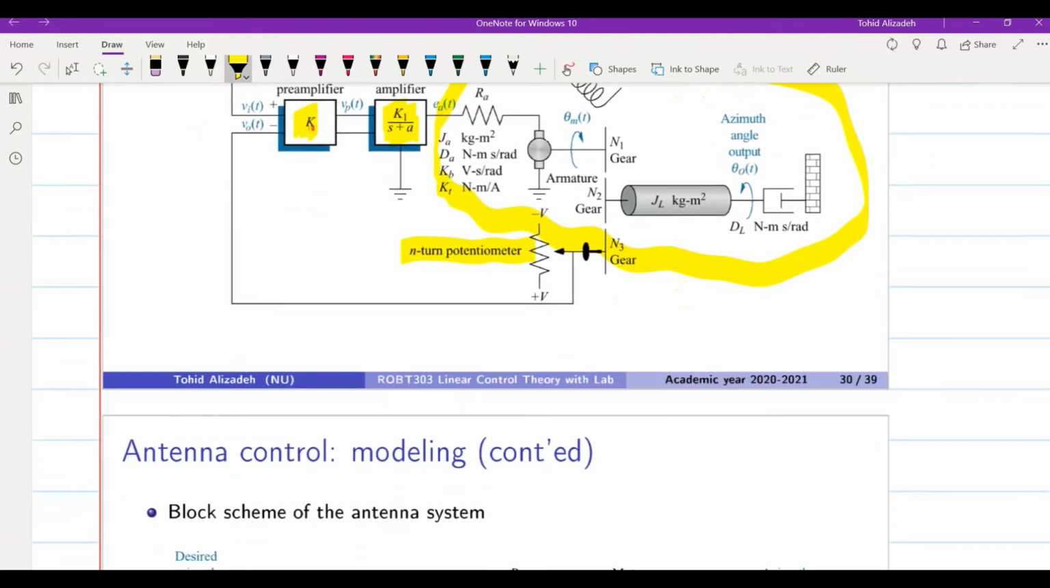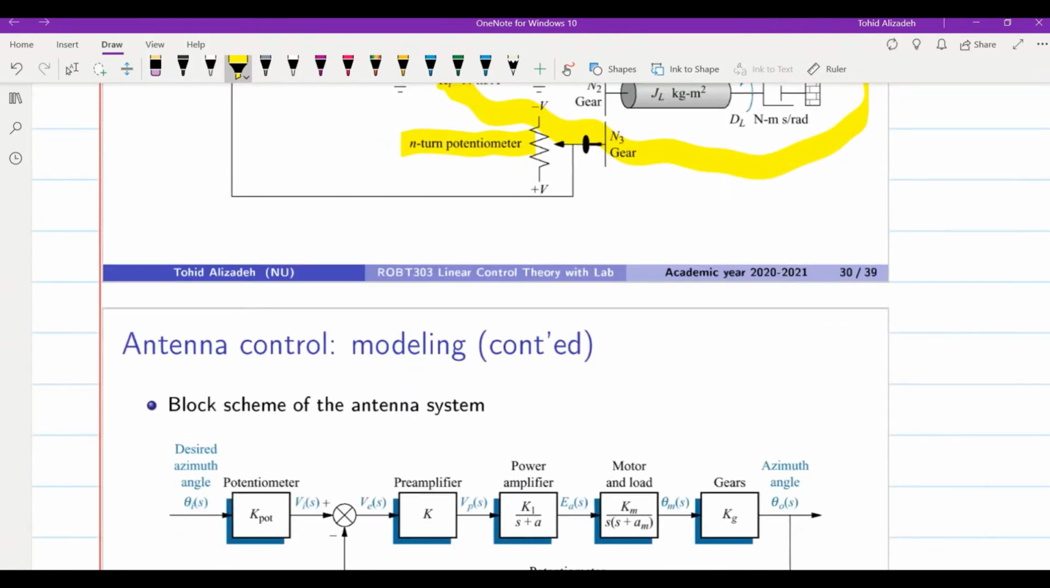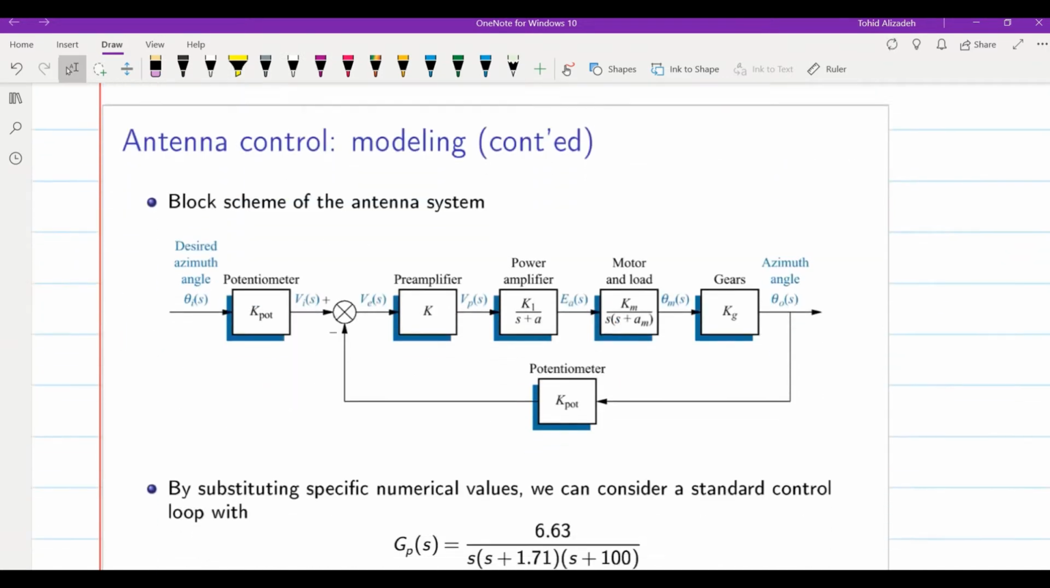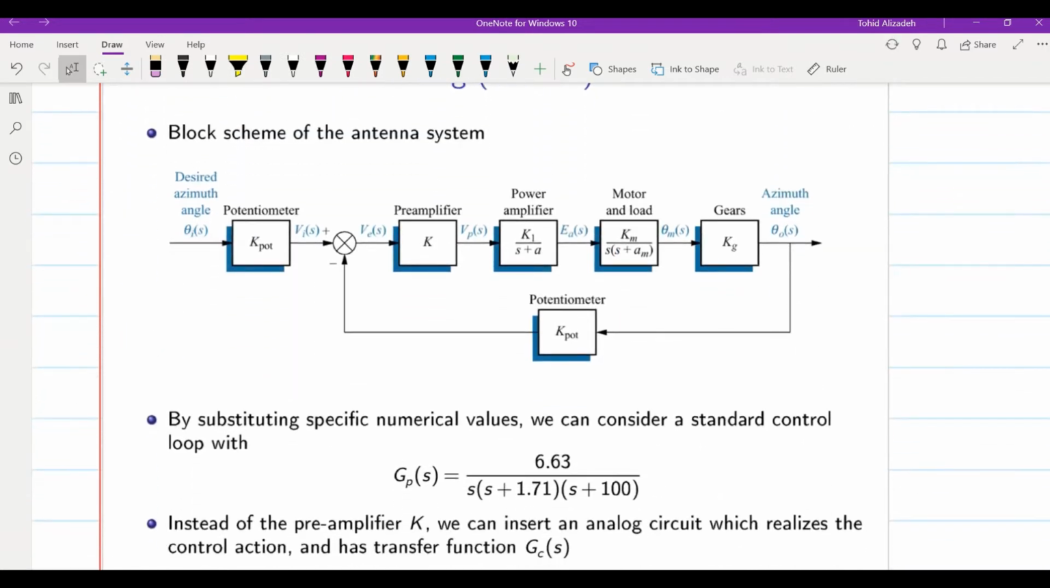So I'm not going to go into the details of the system itself, but I'll show you the final model that we have for the system. We have the power amplifier again over here, the preamplifier. Then the motor and load will be shown in this form as a transfer function. Then there is the gain for the gears and we have the K for the potentiometers.